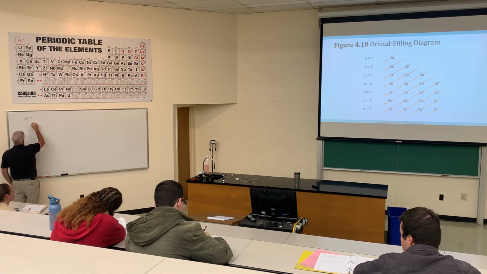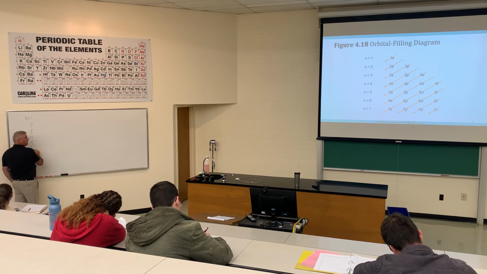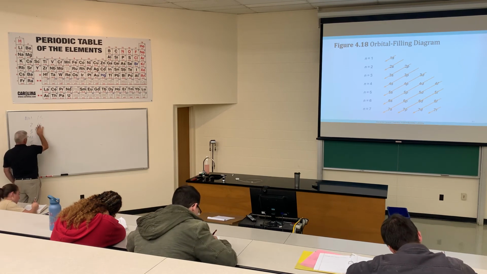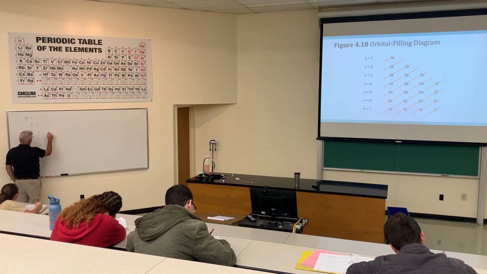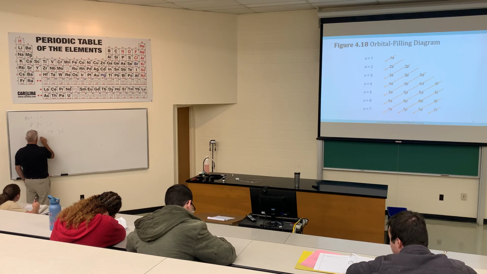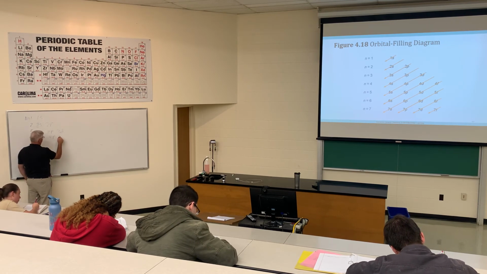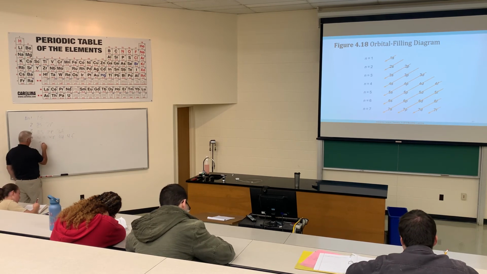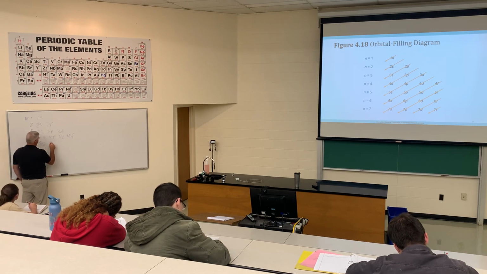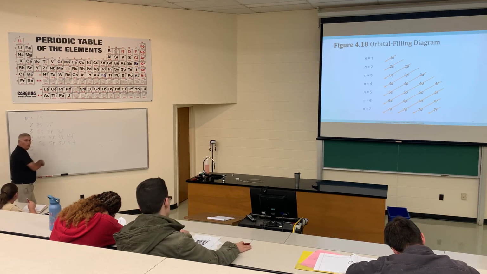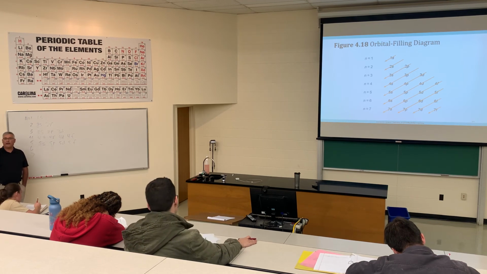But n equals 1, 2, 3, 4, 5, 6. They went down to 7. And 1s, 2s, 2p, and then 3s, 3p, and 3d, and then 4s, 4p, 4d, and 4f. Are you guys getting the pattern yet? 5s, 5p, 5d, and 5f, and so on. You guys with me? And then you have to be able to draw diagonal lines.